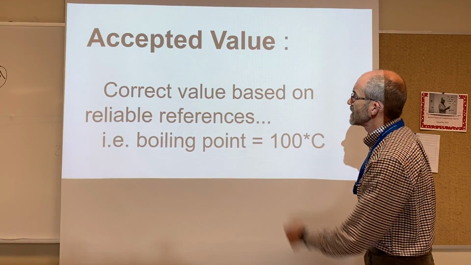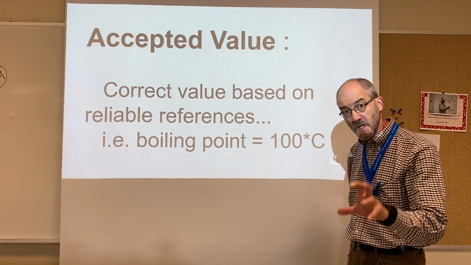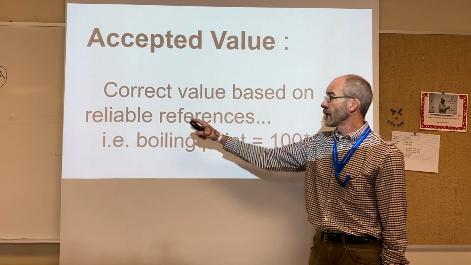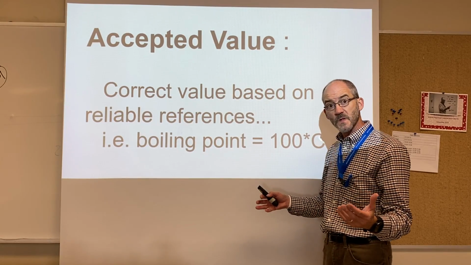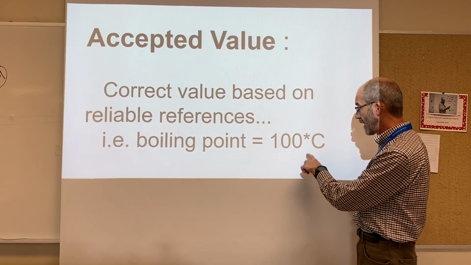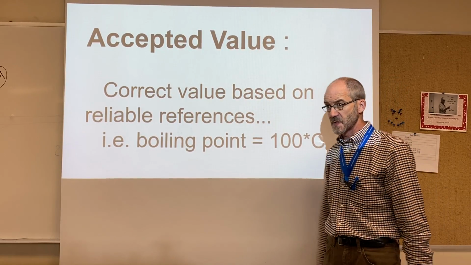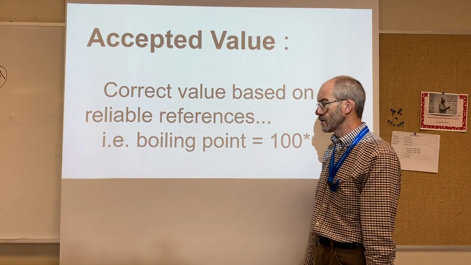So the first term that you really need to get in your mind here is accepted value. The correct value based on reliable references. And as I keep saying, and maybe I shouldn't keep using the same example, but for example, the boiling point of water, and I should have 0.0 here. It would be 100.0 degrees Celsius, okay? That would be an accepted value, okay?